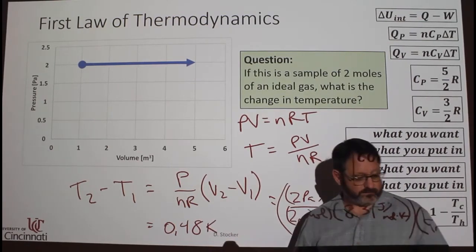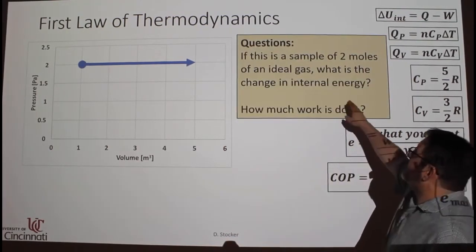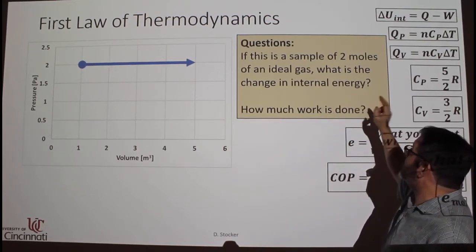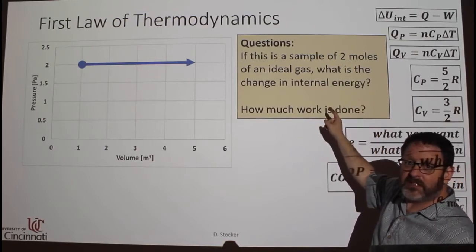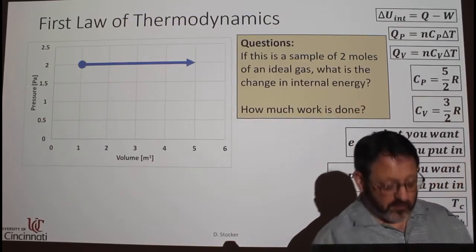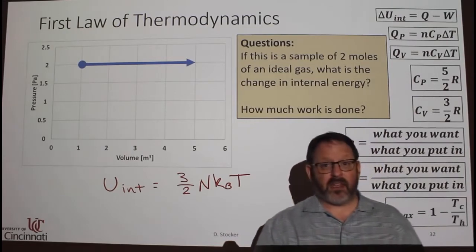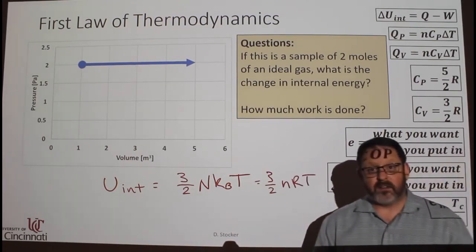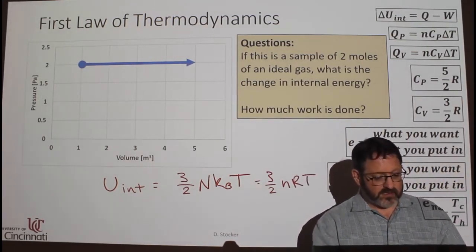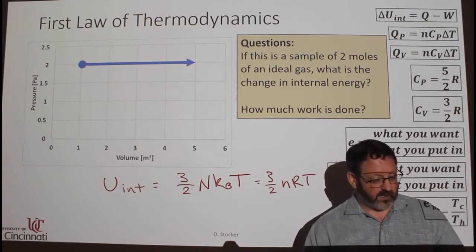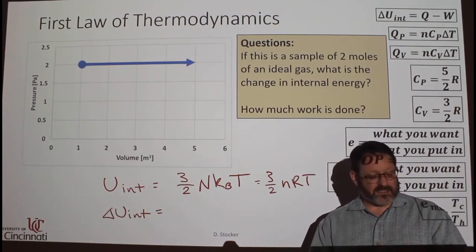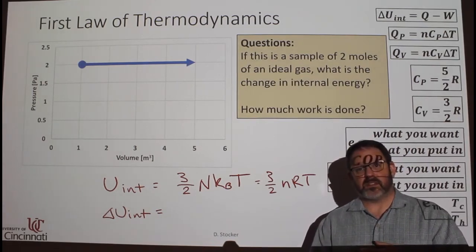0.48 Kelvin. Next question. So if this exact same thing is 2 moles of an ideal gas, what's the change in internal energy? Internal energy, we remember from before, is 3/2 n kBT, which is 3/2 nRT. We can go either way. Since we're using moles here, we'll use the R version. So change in internal energy, again, since n stays the same, R stays the same, it's just based on the change in T.